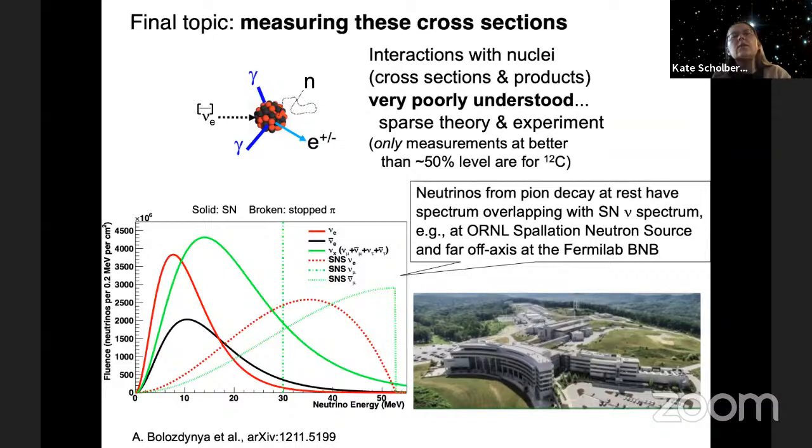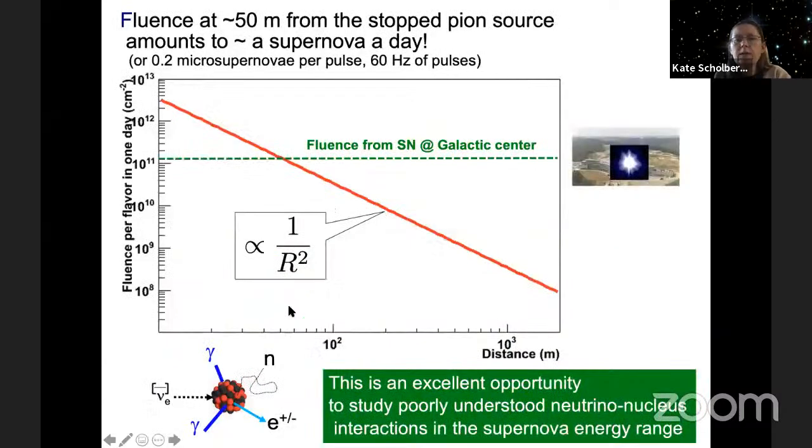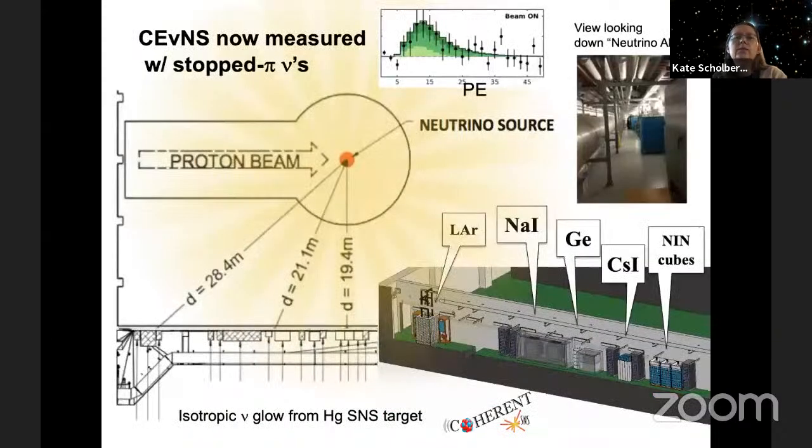The idea is to use artificial supernova neutrinos produced from pions decaying at rest, which give you a spectrum here. This is a supernova spectrum in the solid, and then the dashed and dotted are what you get from the source. And this is a plot of the flux as a function of distance. If you're about 50 meters from this source, you actually get about a supernova's worth of neutrinos every day. And so we can use these supernova neutrinos to measure these interactions, which are very unmeasured, very unknown. This will allow us to interpret the supernova when we actually get the signal.